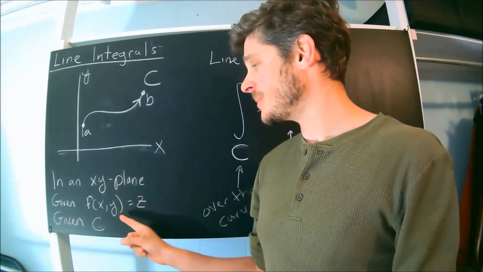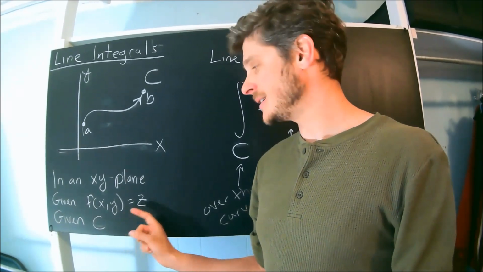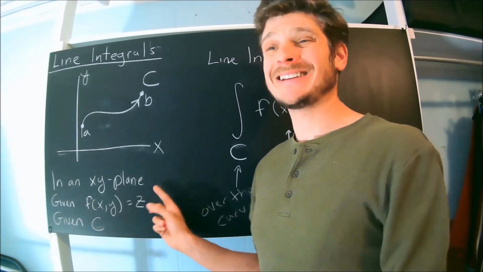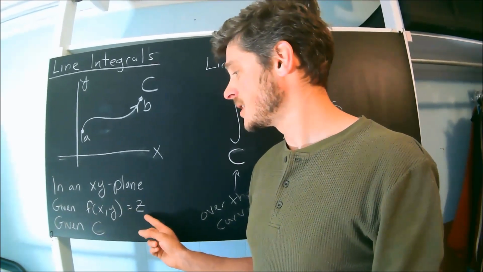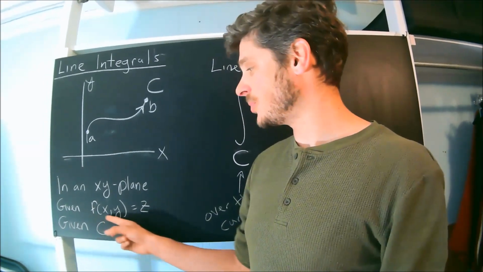The other piece is that we're going to be given some function f of xy, and again, typically equals z. Now again, that usually describes a function in 3 space, right? In R3, a 3-dimensional surface. But we're really just concerned about this part, right?